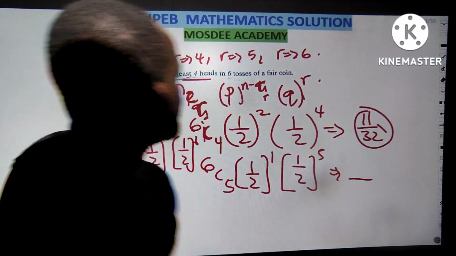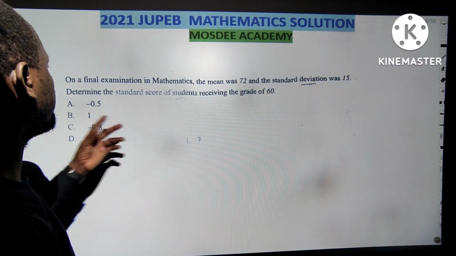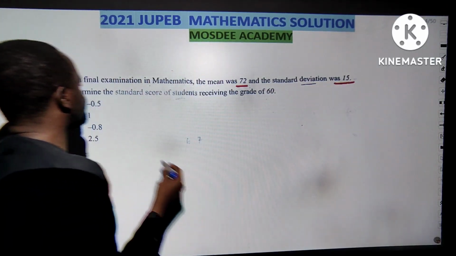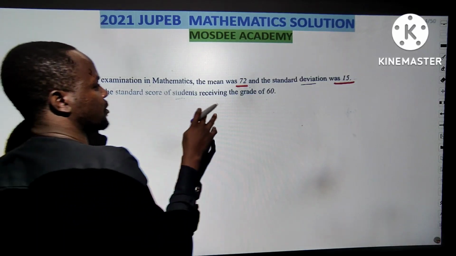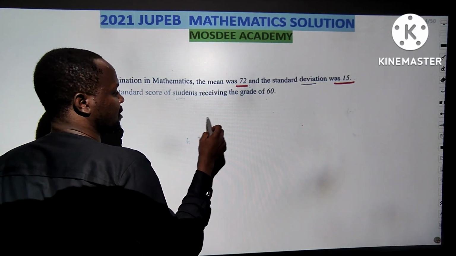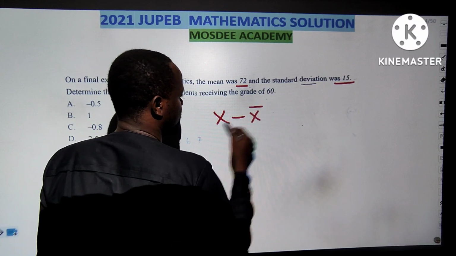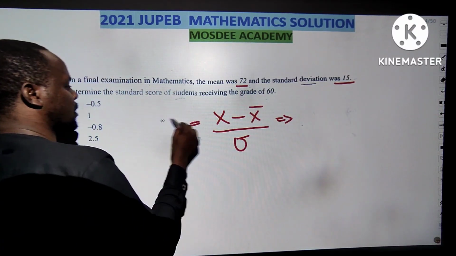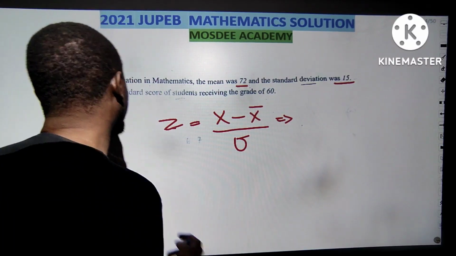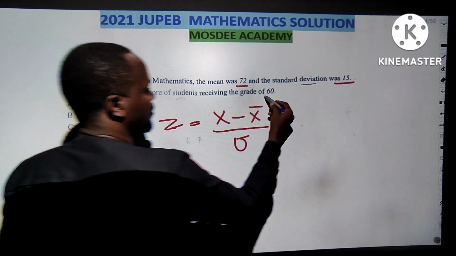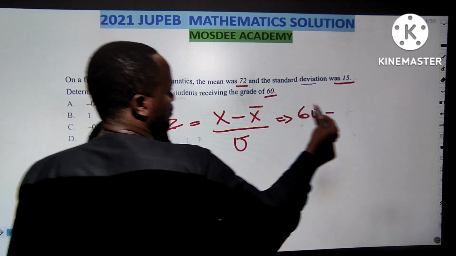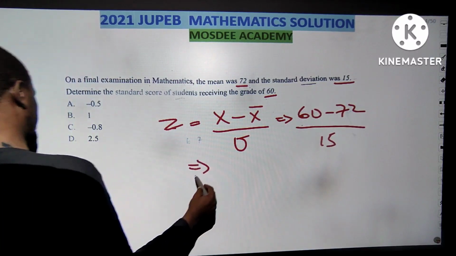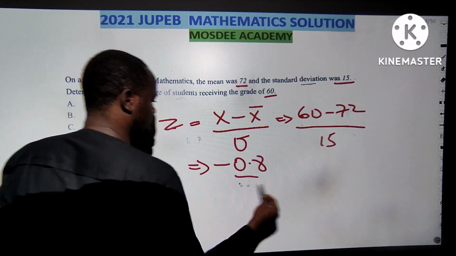Question 44. Please let's be fast. Time is not on my side. The next one says, on the final examination in mathematics, the mean was 72 and the standard deviation was 15. Determine the standard score of the student receiving 60 grades. Standard score is X minus the mean over standard deviation. We call that one Z. So 60 minus 72, standard deviation is 15. This will be negative 0.8.